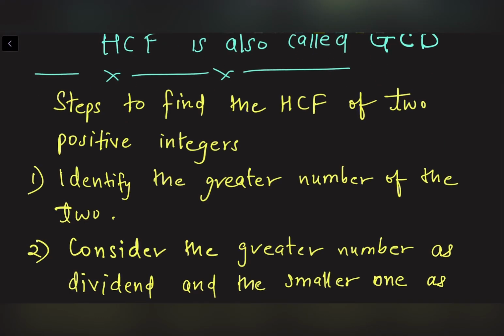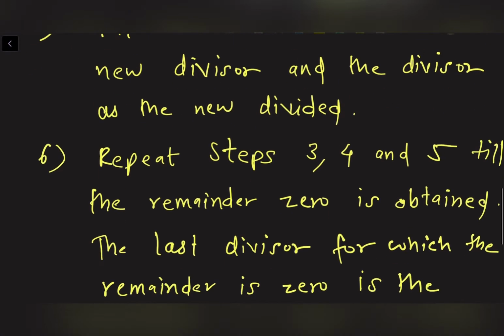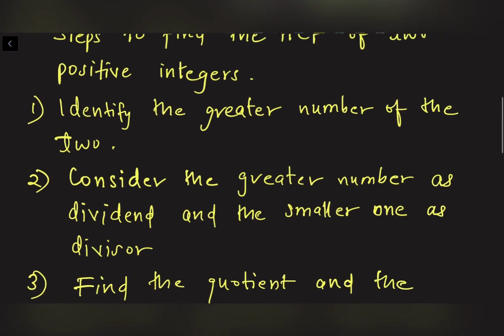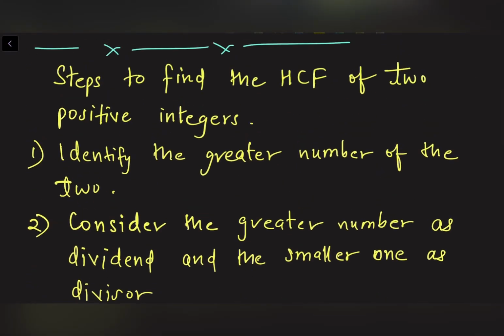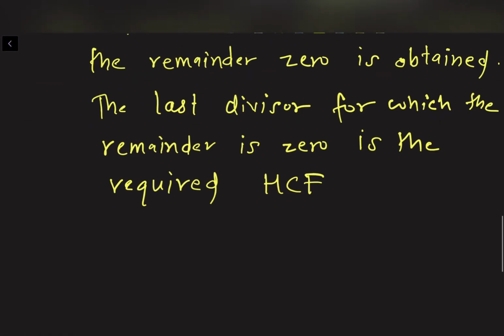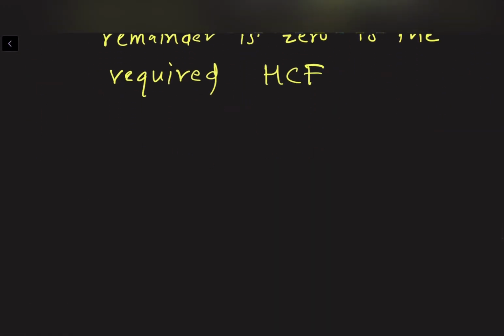So as you can see, I have written the steps to find the HCF of two positive integers. Okay, so these are the steps. We will follow these steps and we will find the HCF of two positive integers. So let us take the first example: 455 and 42. Okay, so we are going to find the HCF of these two numbers, 455 and 42.